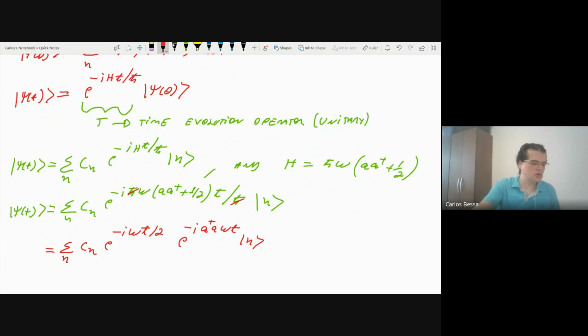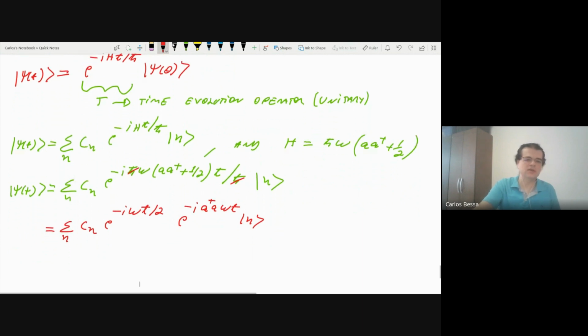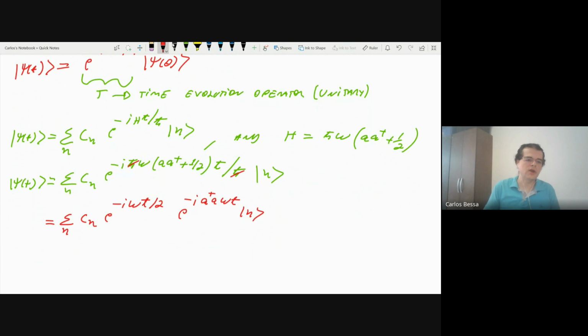Okay, so I can simplify this expression, and write psi of t as the sum over n of Cn of t. I will put this thing here inside the constant, so now I have Cn of t, exponential minus i a dagger a omega t, applied to n.